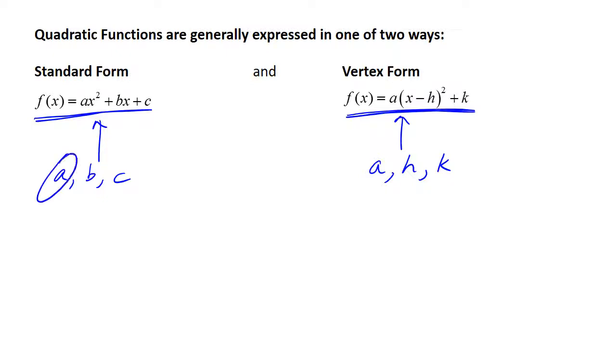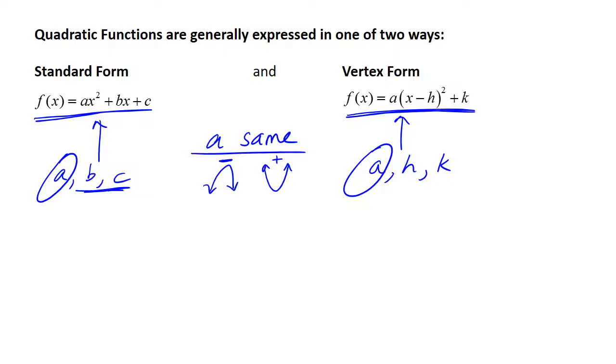So notice what's the same here, the a value. The a is the leading coefficient of the x squared term. And remember what a will do. A is the same in both. A is going to tell you whether the parabola opens down or it opens up based on the sign. Remember, if a is negative, it opens down. If a is positive, it opens up. The other thing a can tell you is how wide or skinny the parabola is, because the value of a is going to influence that.